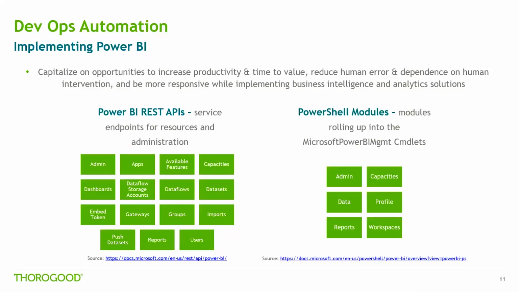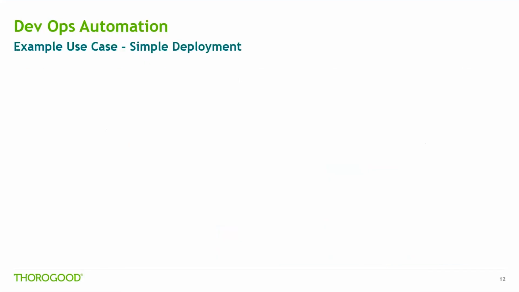So you can see Microsoft is looking for ways to enable folks to use APIs or PowerShell to manage Power BI. And I think it's a pretty important step to using DevOps for Power BI. So I thought I'd show a bit of a simple example of what a simple deployment might look like using DevOps. And this is pretty abstract, but thought I would contextualize how DevOps might help us.